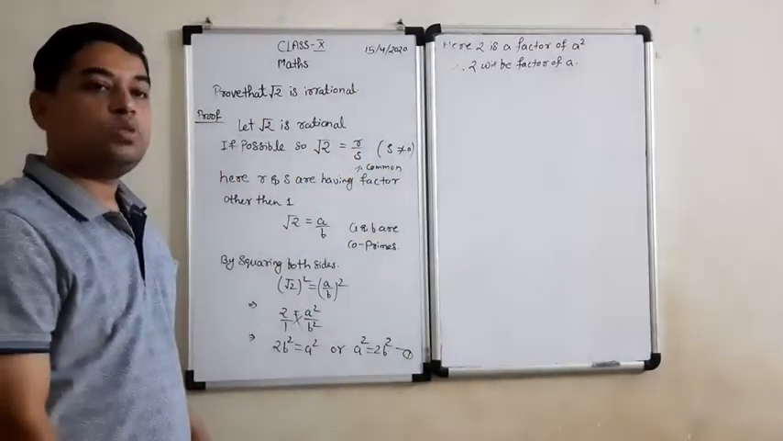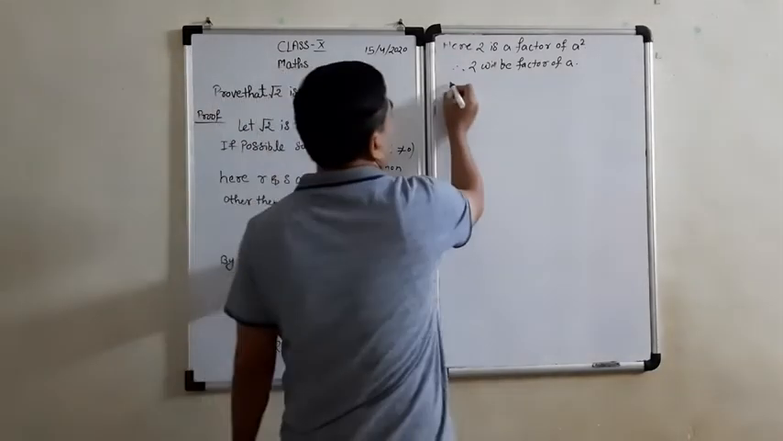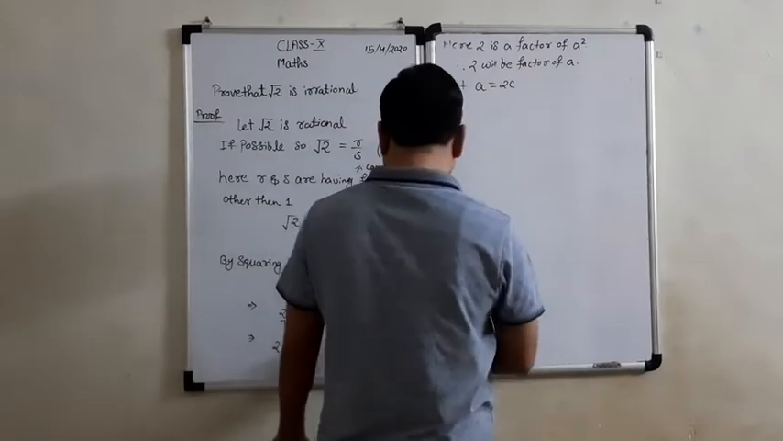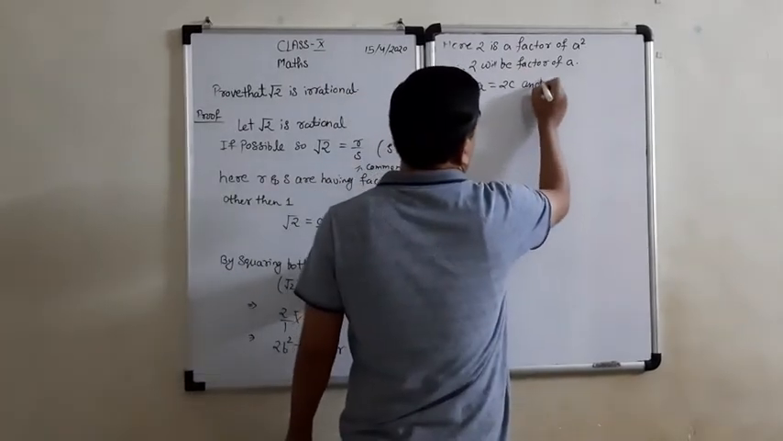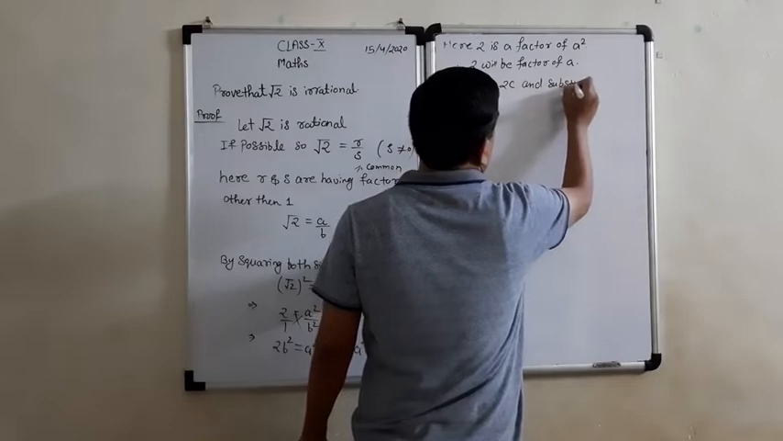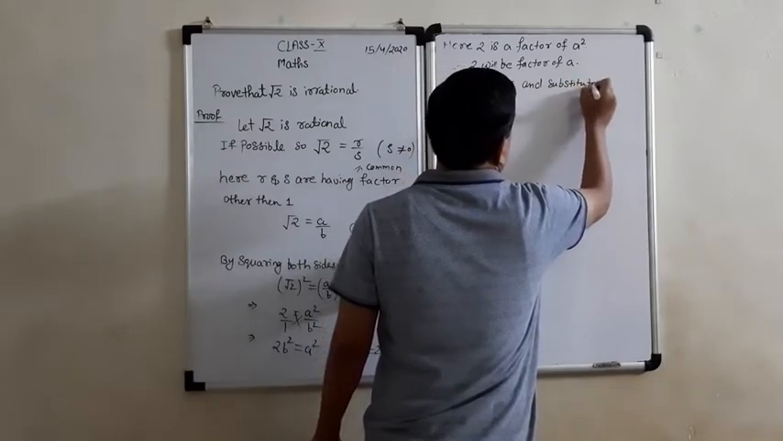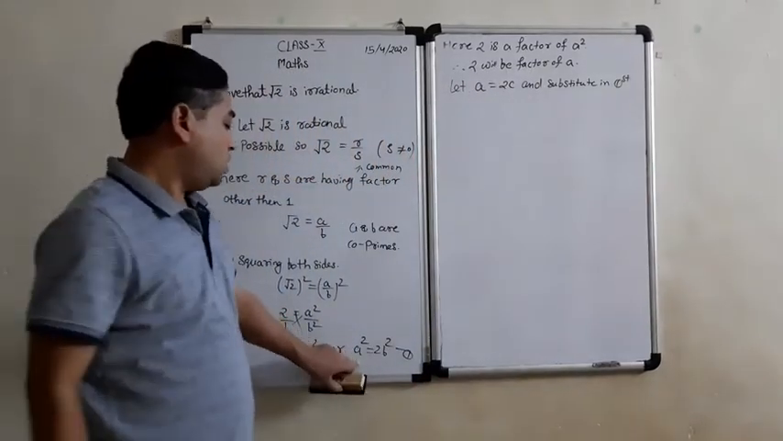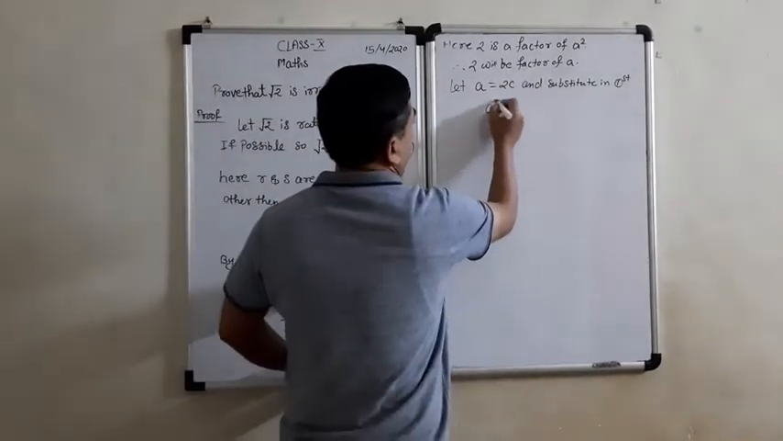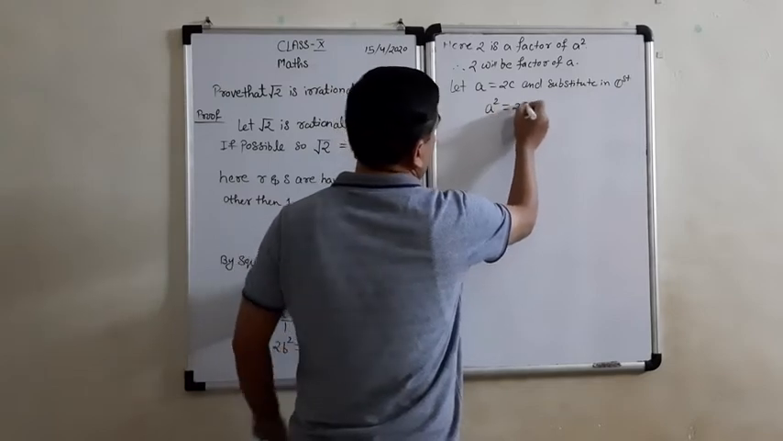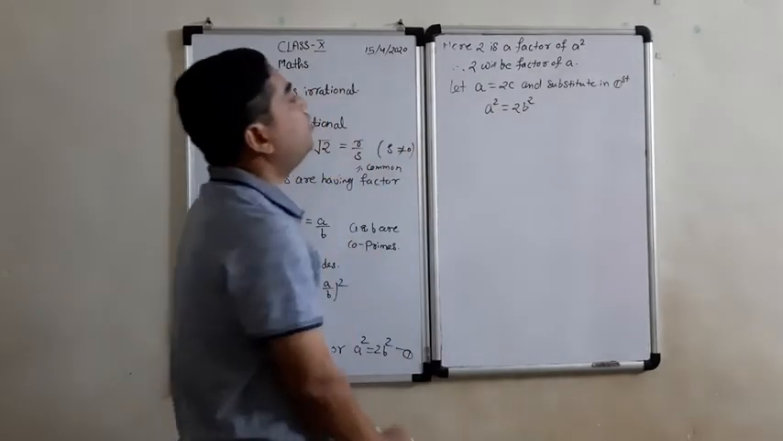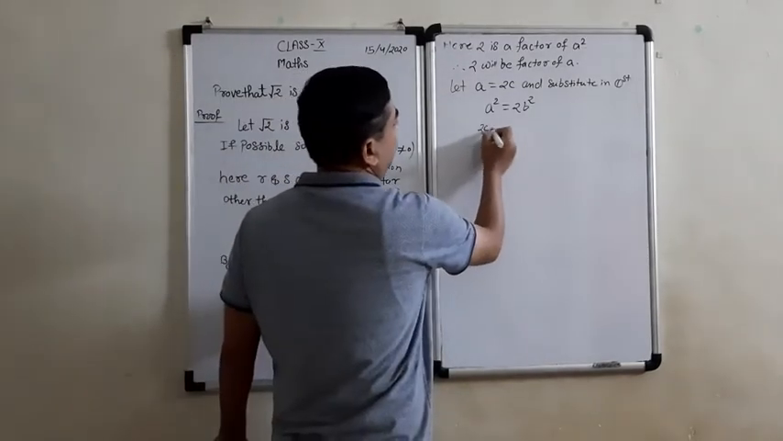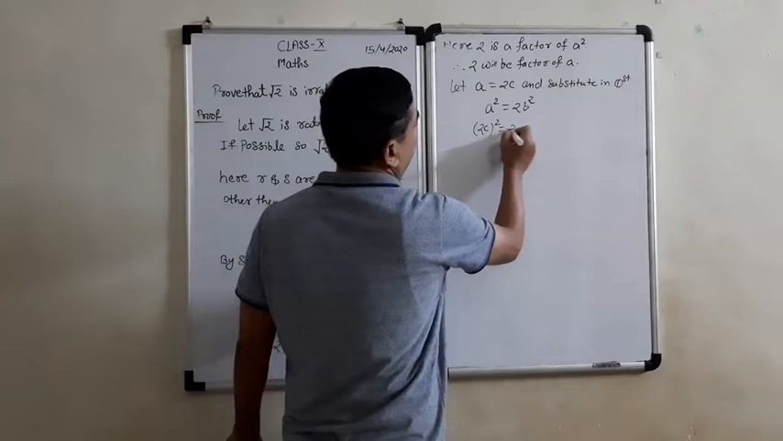After that, let us suppose a is equal to 2c, and substitute in the first statement. What was our first result? Our first result was a square is equal to 2b square. In this statement we put 2c in place of a. So (2c) square is equal to 2b square.